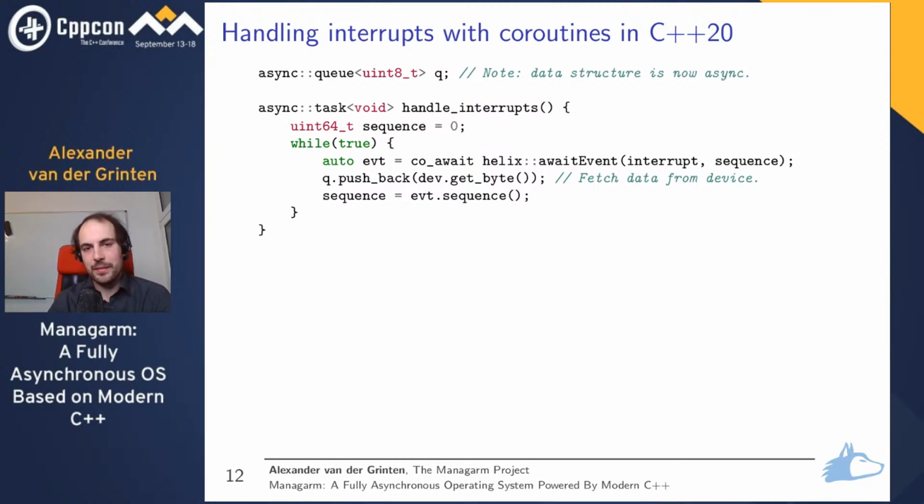And now this is more or less real code from Managarm. Our syscall API is called helix. So there's a function helix await event, and it just waits until an interrupt happens. When that indeed happens, then we get a byte like before and push it into our async queue.